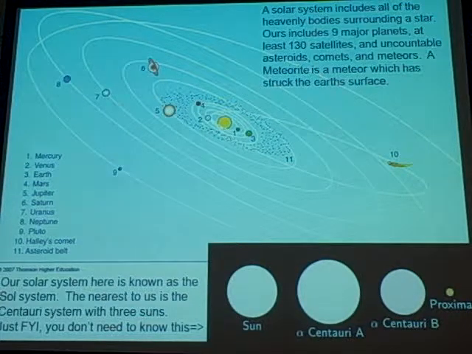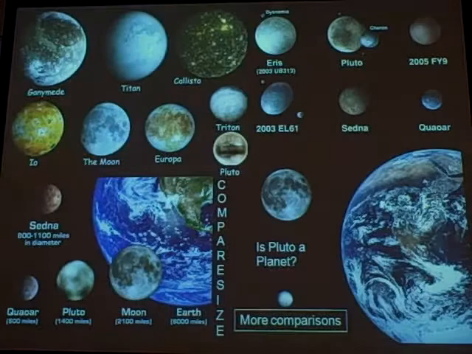Closest other system to us is actually a triple star system called the Centauri system. Alpha Centauri, Beta Centauri, and Proxima Centauri. Alpha Centauri is a little bit larger than our sun. Beta Centauri is a little bit smaller. Proxima is a lot smaller. And if you're going at the speed of light, it would take over 4 years to get there. So, again, space is vast.